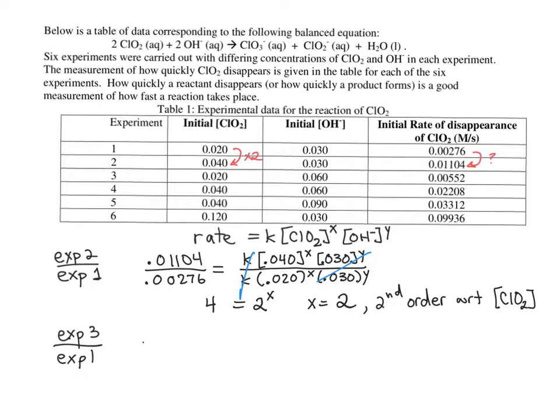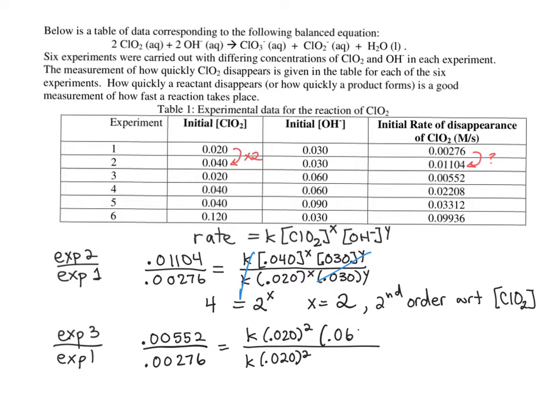So the rate for experiment 3 is 0.00552, and the rate for experiment 1 is 0.00276. And on the other side, I set up the ratio of my rate laws. So now I can say 0.020 squared over 0.020 squared, that's the concentration of the ClO2, and I now know it's second order. And hydroxide, it's 0.060 to the y power over 0.030 to the y power.